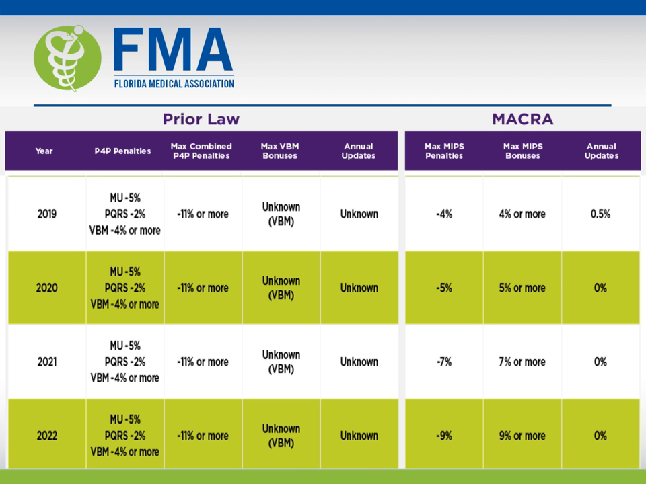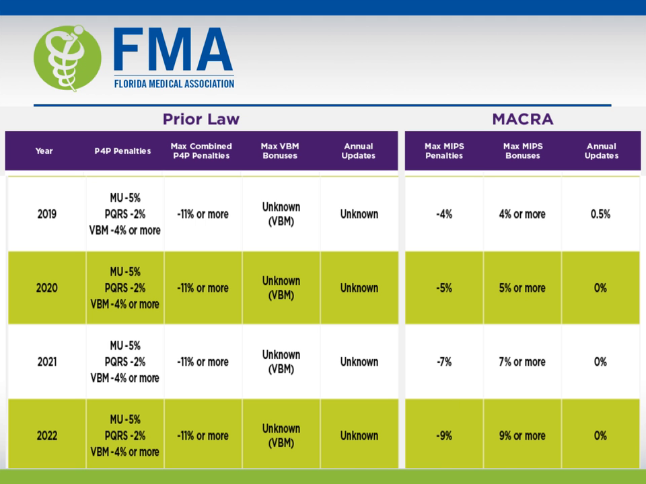Under MIPS, the maximum penalty is only 4% in 2019. And in addition, as I mentioned, physicians will have an opportunity to earn bonuses under MIPS in 2019 if they score beyond the performance threshold. And as you can see, even the maximum penalties under MIPS in 2022 and beyond are still less than the maximum penalties under the 3 programs that preceded it.